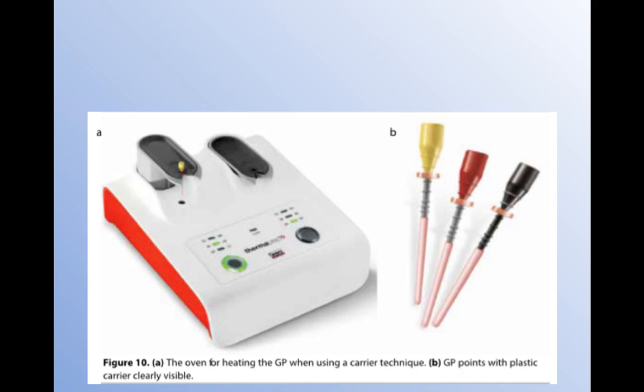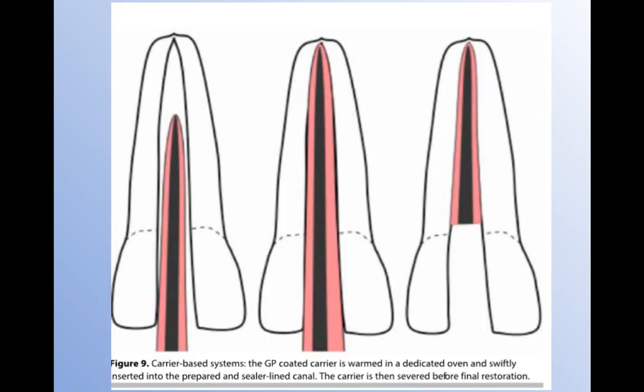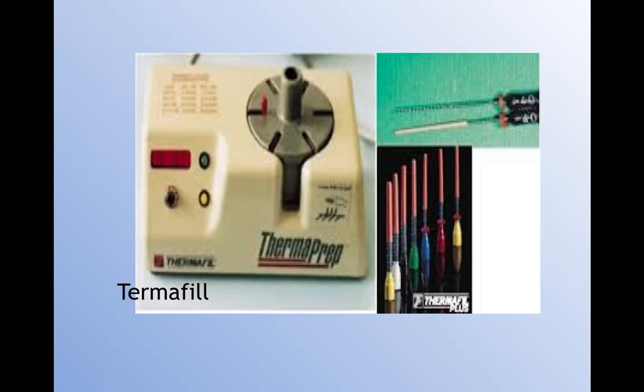This is the carrier. I will explain carrier-based systems. The guttapercha-coated carrier is warmed in the special oven, swiftly inserted into the prepared and sealer-lined canal. The carrier is then severed before final restoration.